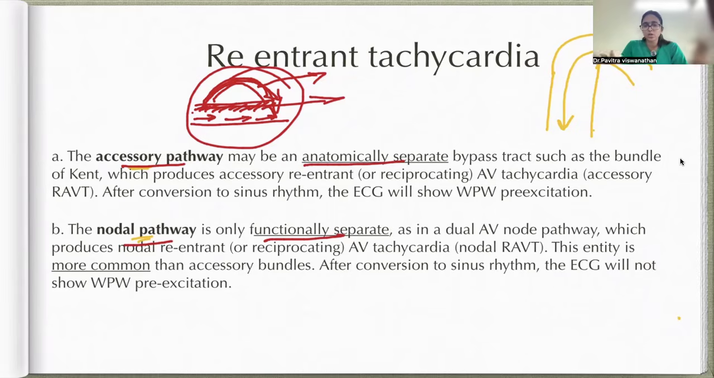How do you know which is which? You are not going to open the heart and see. So a subtle way of knowing is, once you have aborted SVT, you do an ECG and see if there are signs of WPW pre-excitation. If there is pre-excitation, it's generally an anatomically separate pathway. If the ECG is not showing pre-excitation, it's probably a nodal pathway through which this fast firing happens.